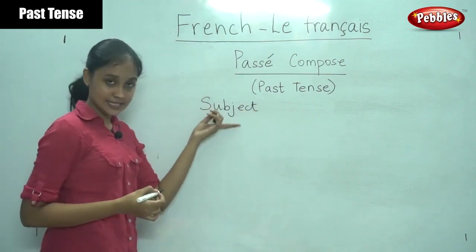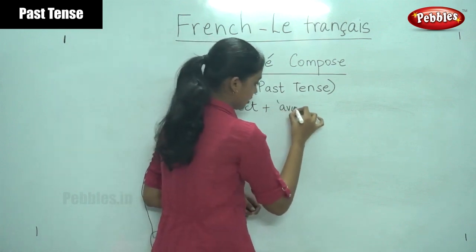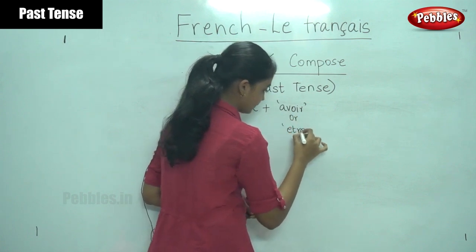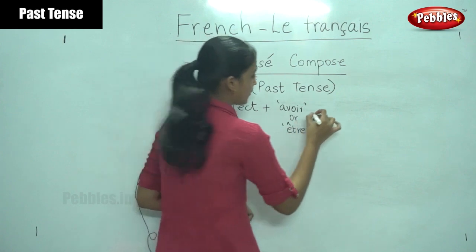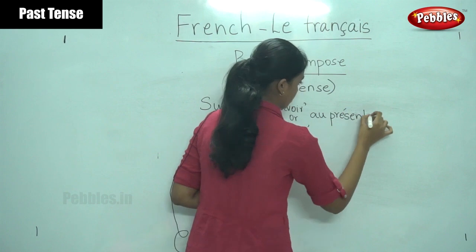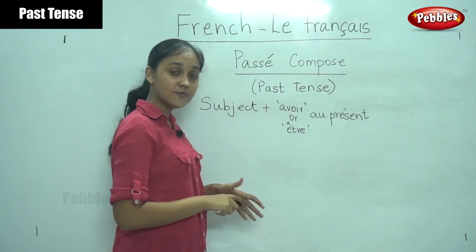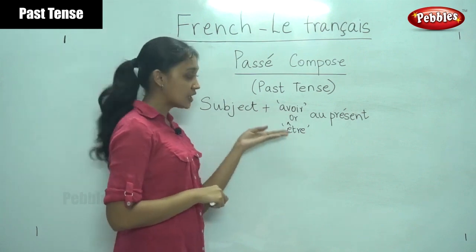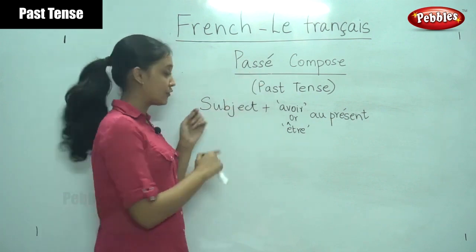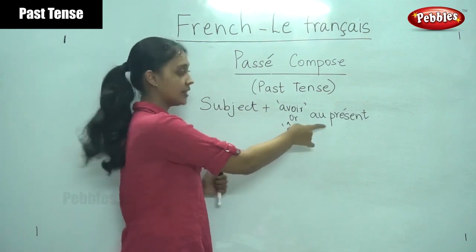So first you have to write the subject plus the avoir or être in the present. So I hope you remember these two verbs. I told you these two verbs are very important. These are the two verbs which we will be using in passé composé. So first we will have to write the subject followed by avoir or être conjugation in the present.